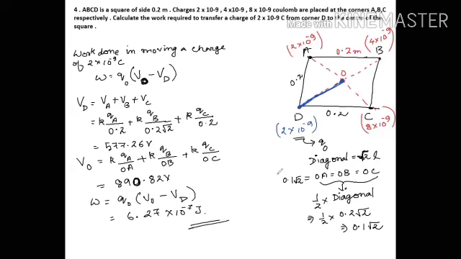Okay. So always remember, whenever we find work done between 2 points, this should be your expression to find it out. So you will have your test charge value, and you have to find the potential difference between those 2 points. In this case, our points are D and O.